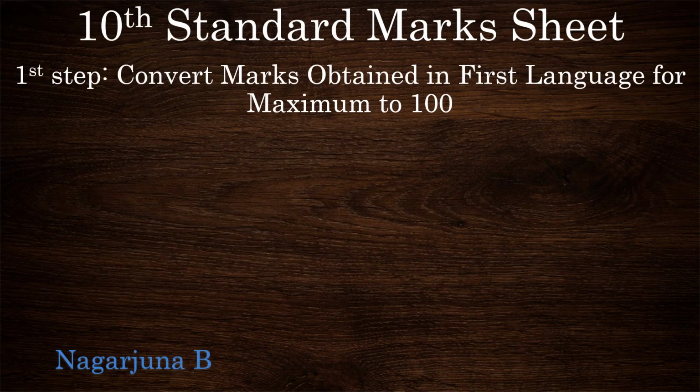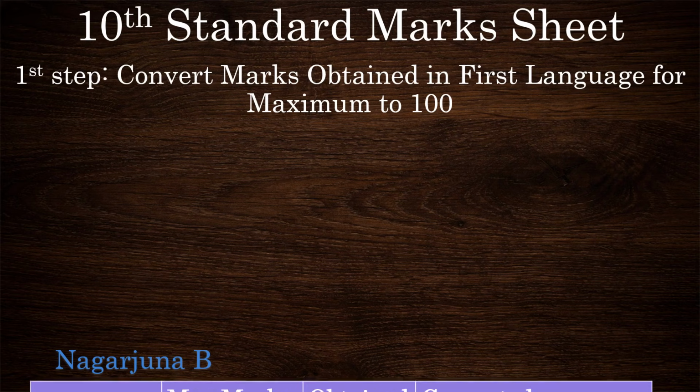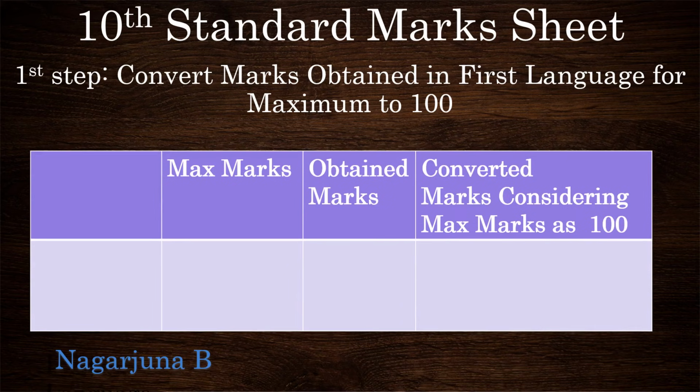In the first step, convert marks obtained in the first language for maximum to 100, because in 10th standard the first language will be for 125 marks. So you need to convert that one to 100. So take down a table. In that one, first language, maximum marks is 125 and obtained marks is 90. You need to convert this one to 100.